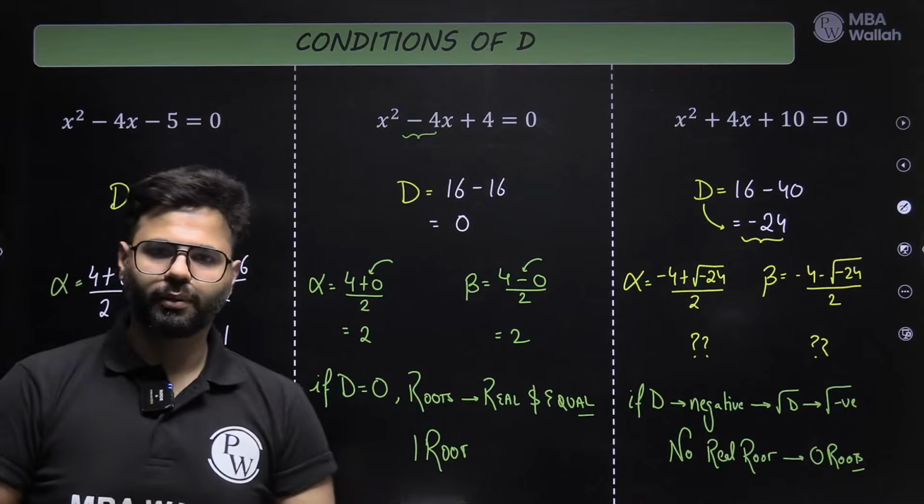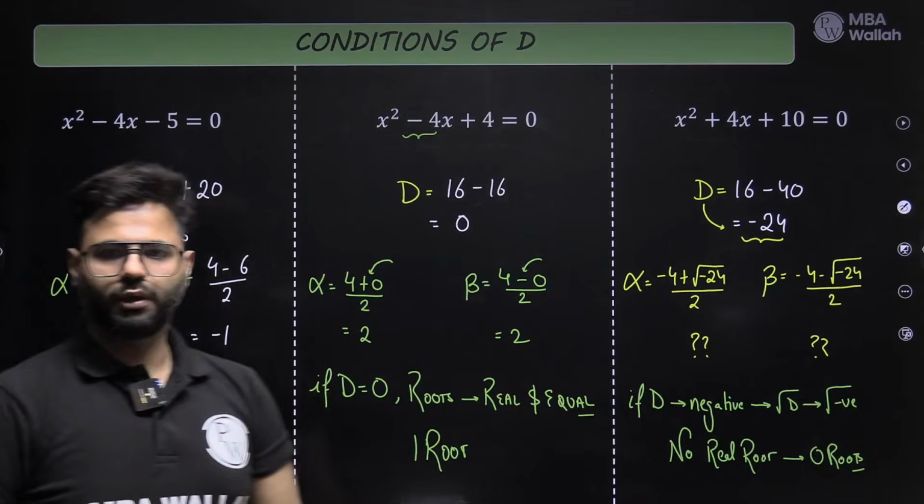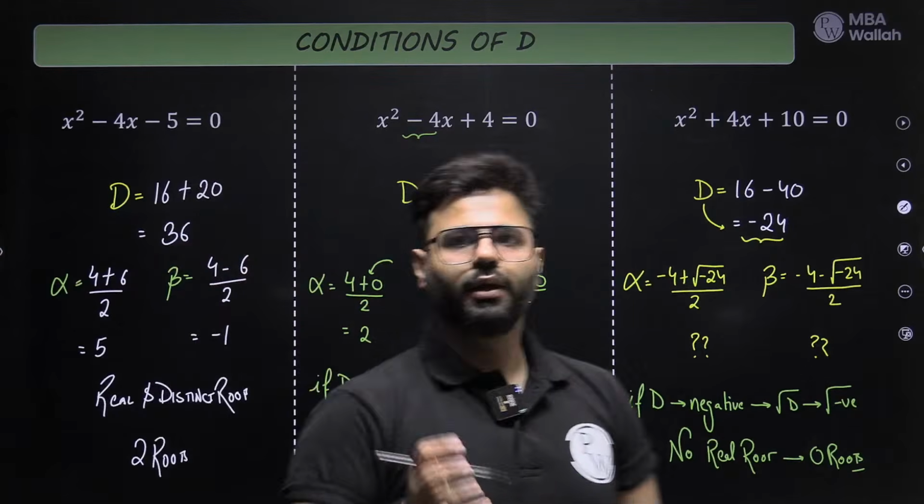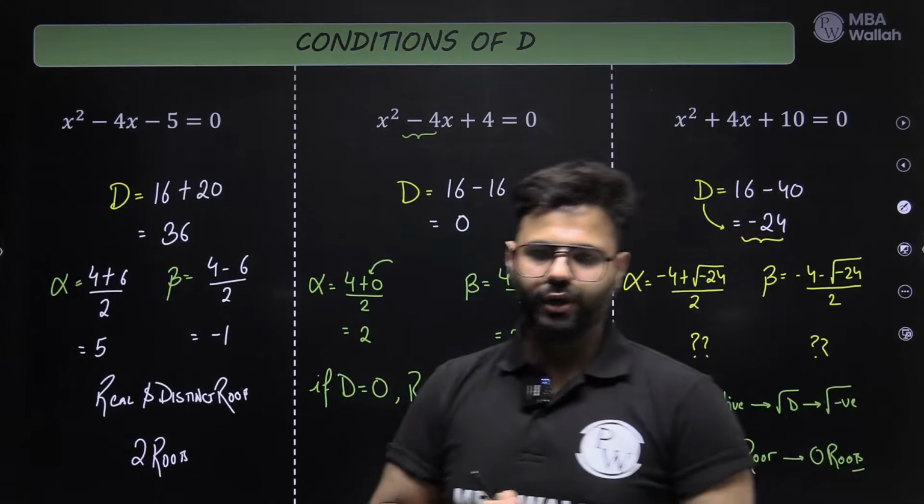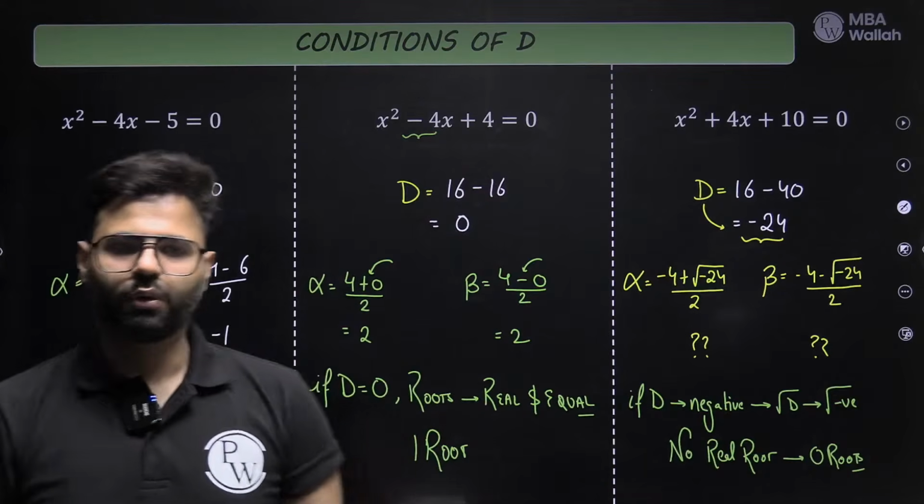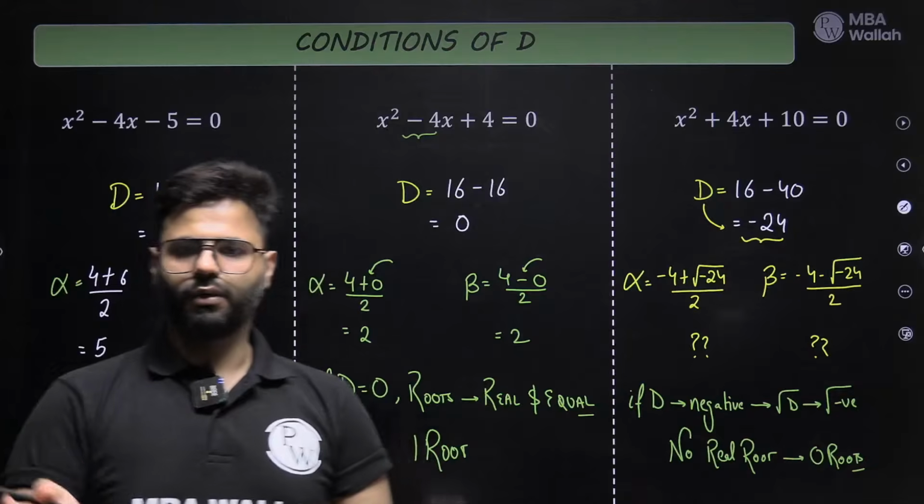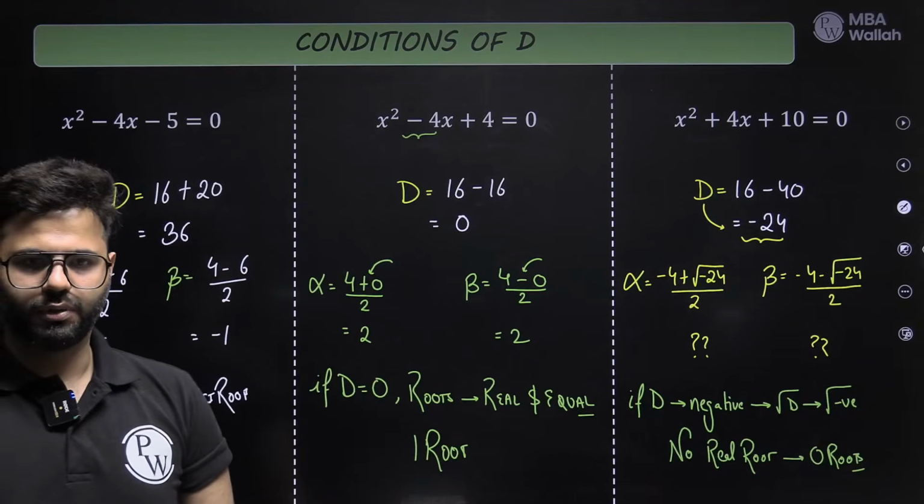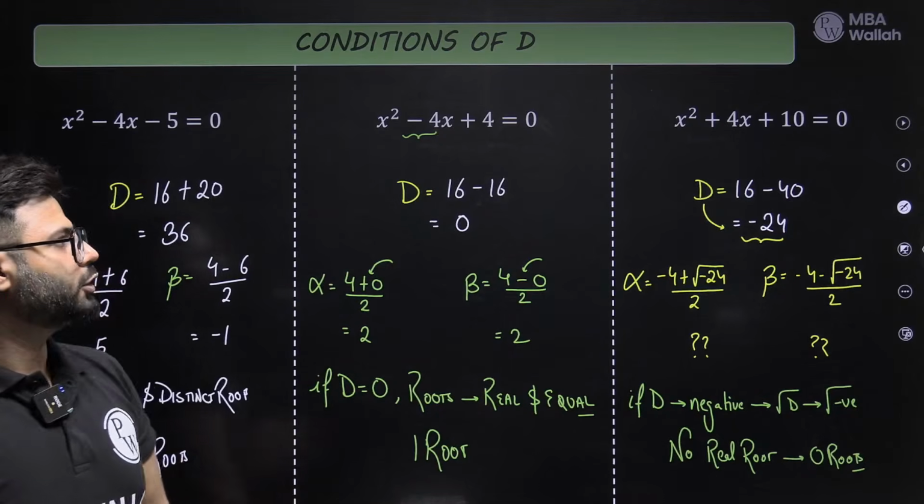Why is this called discriminant? Because it discriminates among the quadratic equations. What does it discriminate? It tells us whether the quadratic equation will have 2 roots, 1 root, or 0 roots: real distinct, real equal, or no real roots. Comfortable? So now the question will be asked.